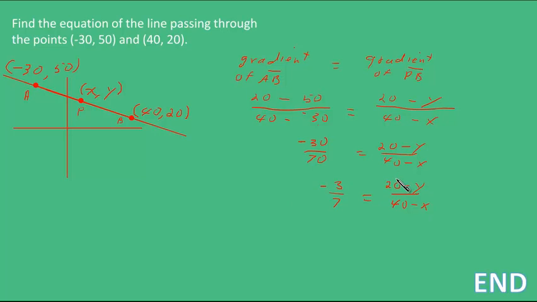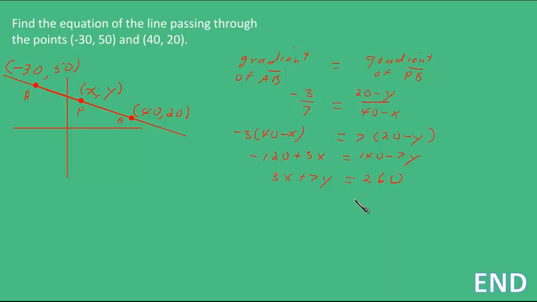However, let's first bring this to standard form and then to slope-intercept form. So this is where we left off. We simply multiply both sides by 40 minus x and 7. That leaves us with this. We expand, we get this, and it should be fairly easy for you to see that we end up with 3x plus 7y equals 260. So this is the standard form of the equation of the line that passes through these 2 points.